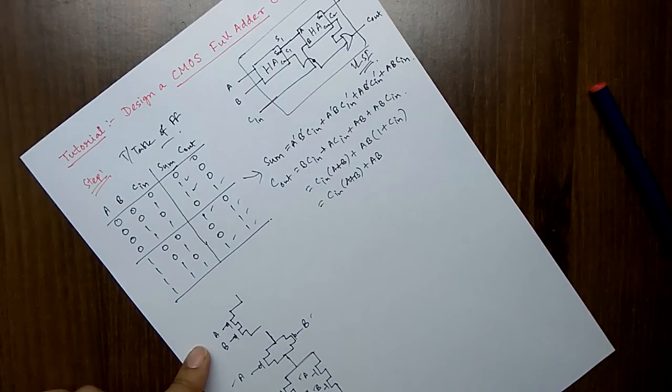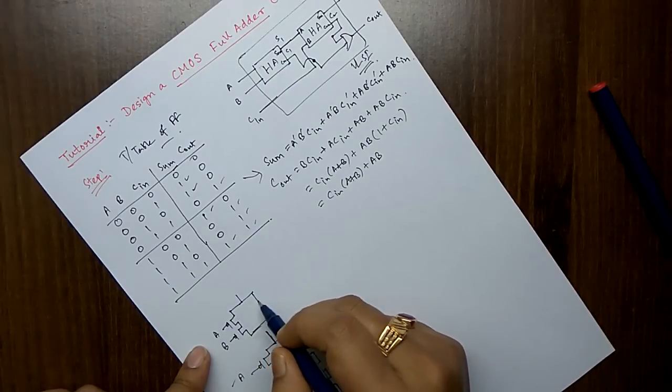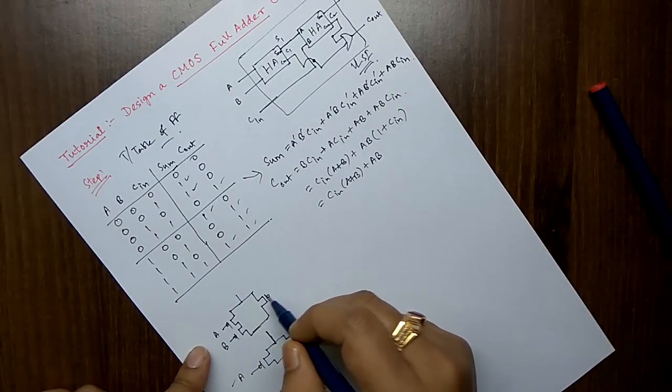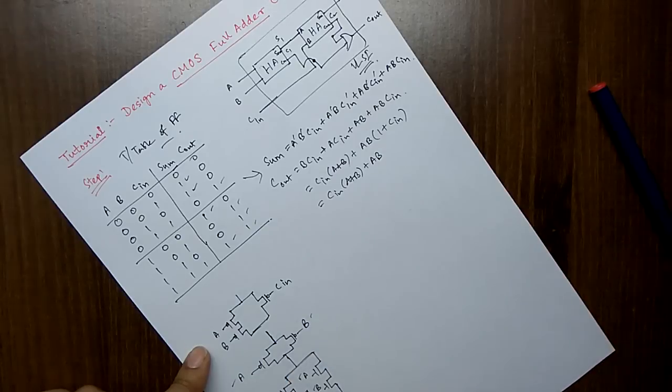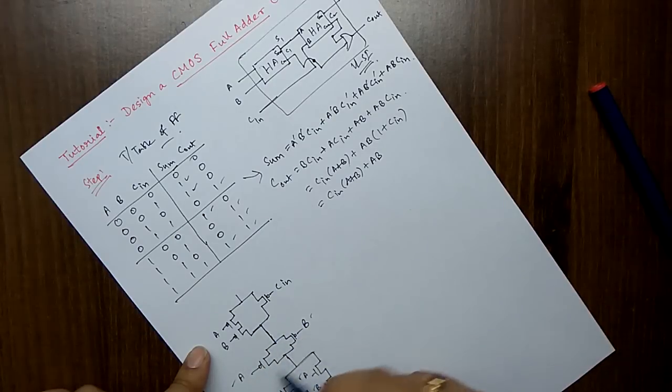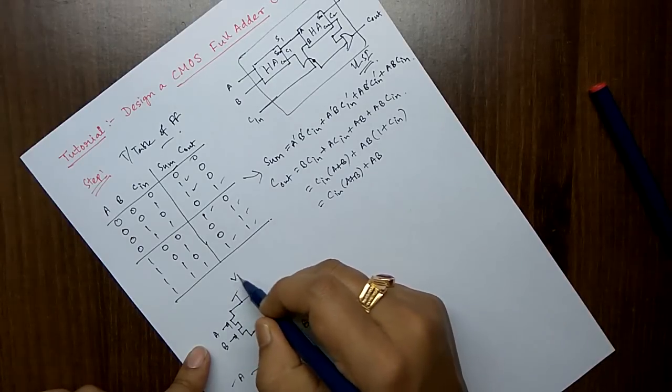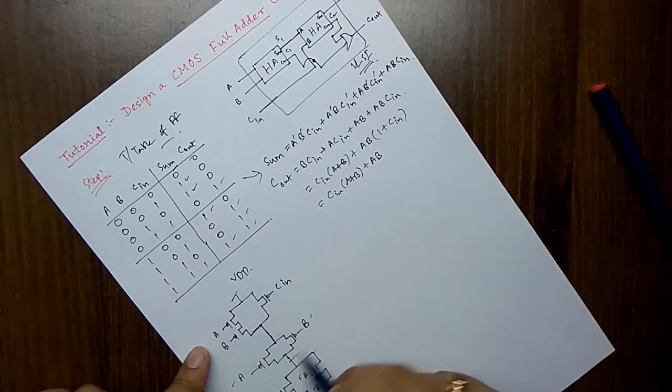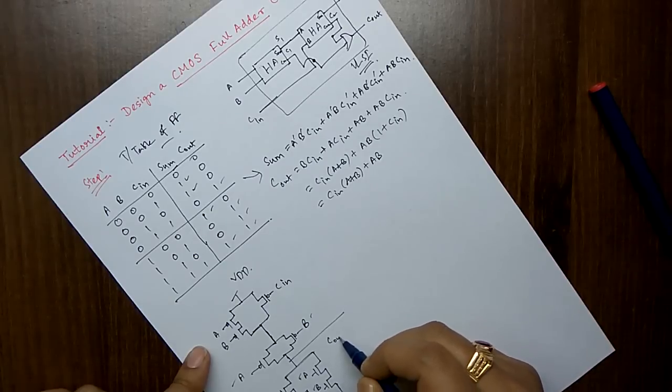AB is in series first, and now it should be in parallel with C in. So I am taking it in parallel with C in. Clear? Now, as this whole thing is getting parallel with the AB product, it should be connected in series with the rest of the thing. So it should be connected to VDD, and now I am making out my C out.